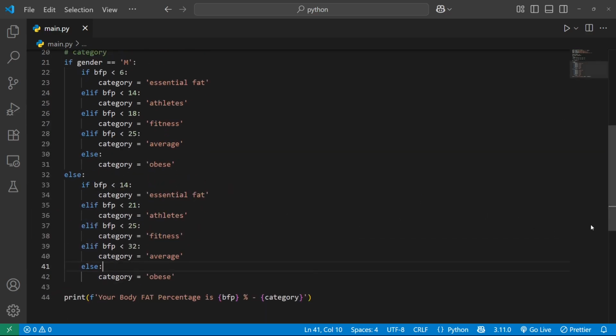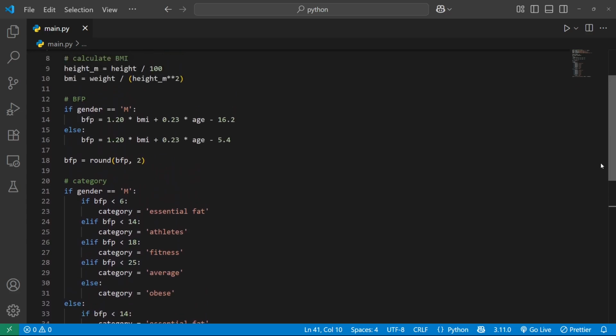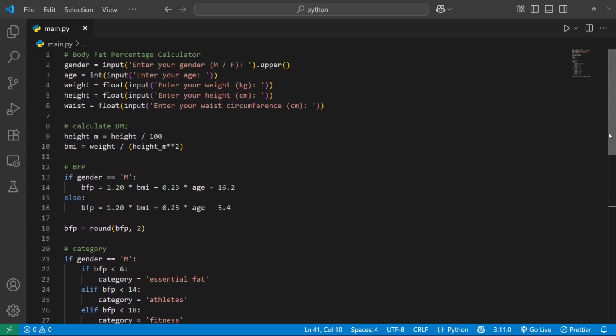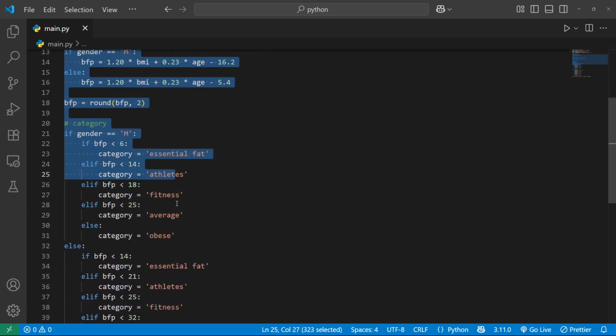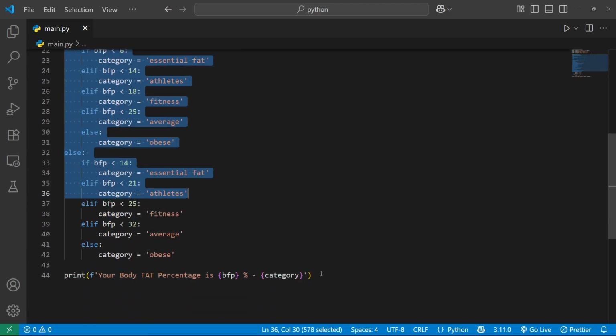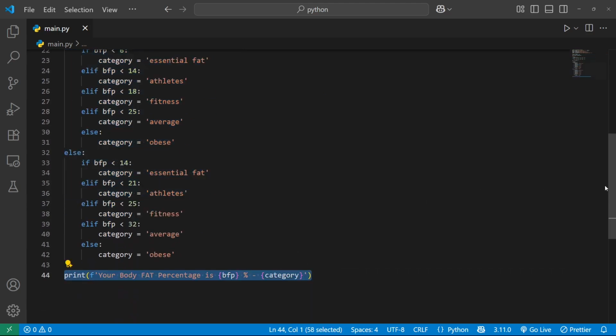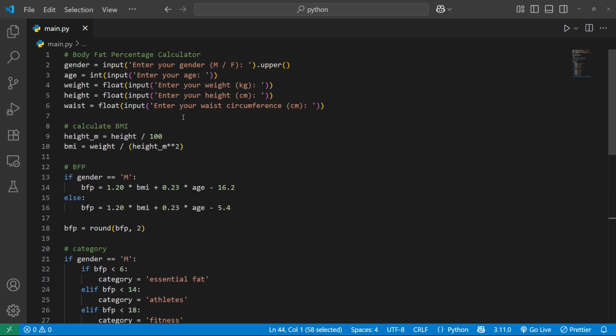I hope you understand what we did here. You can see that it's already complex. We have some inputs, some evaluation, and some calculation, and after that we print out the result. Okay, great. So this is the body fat percentage calculator.